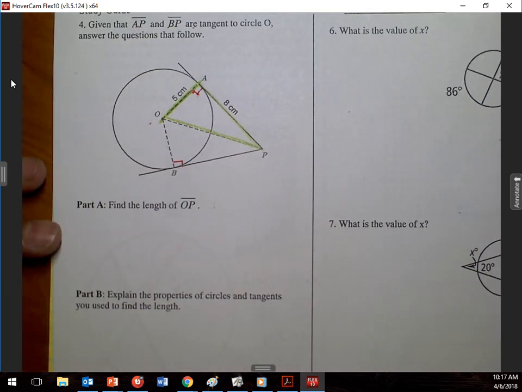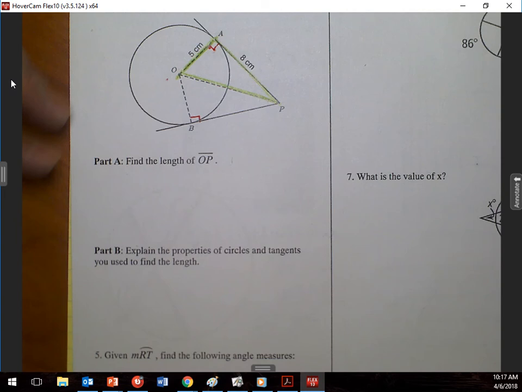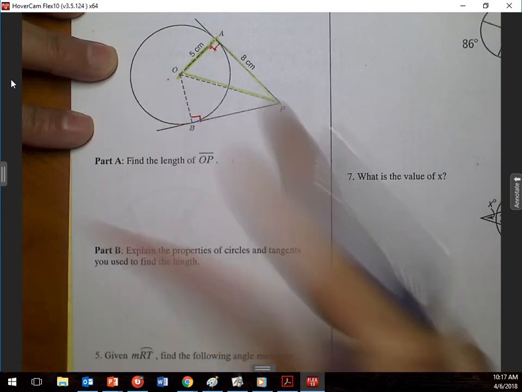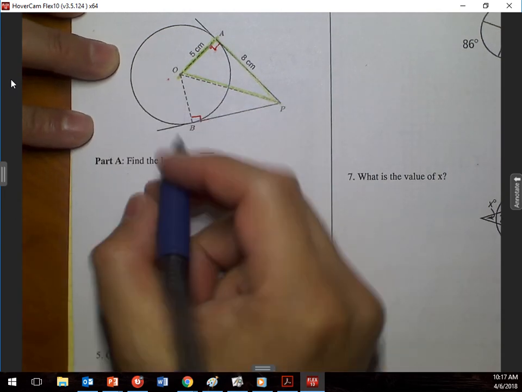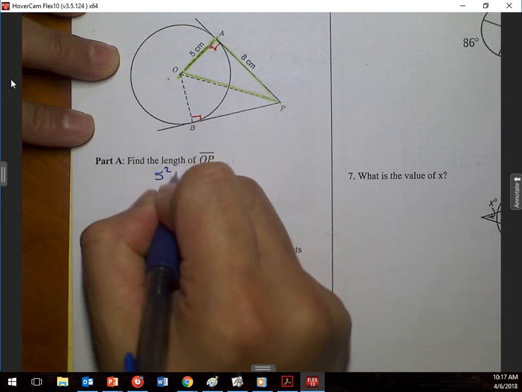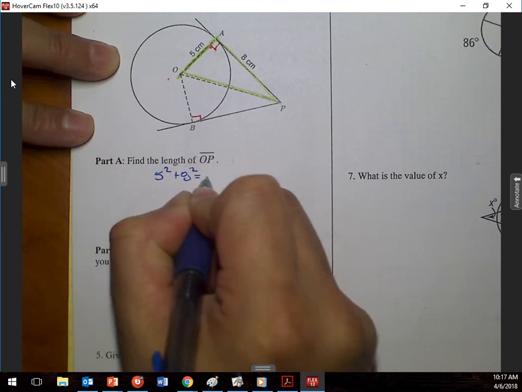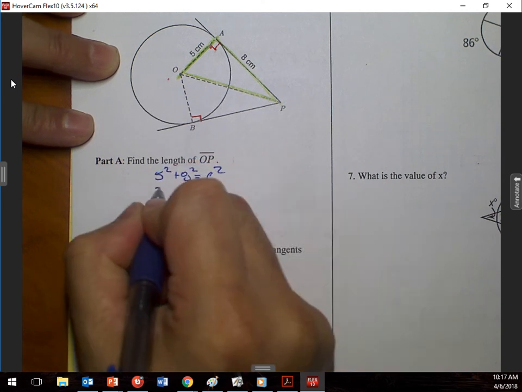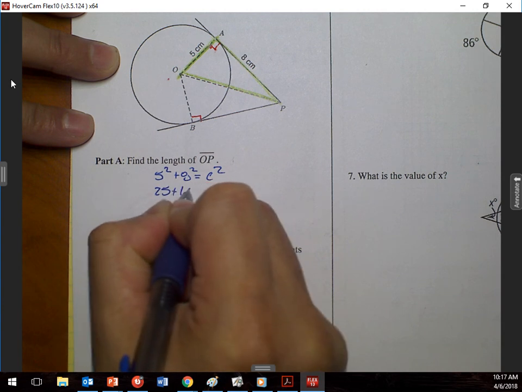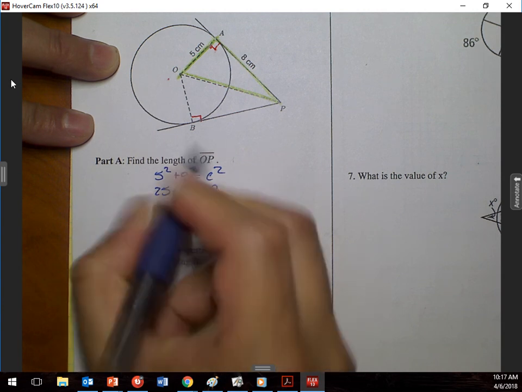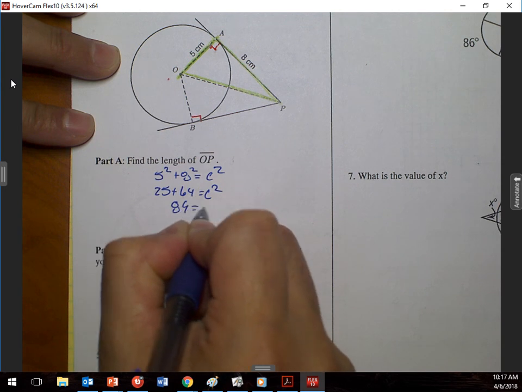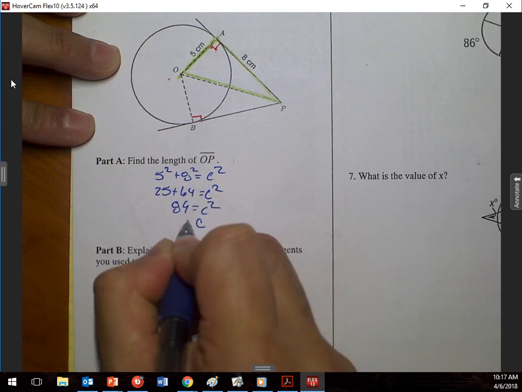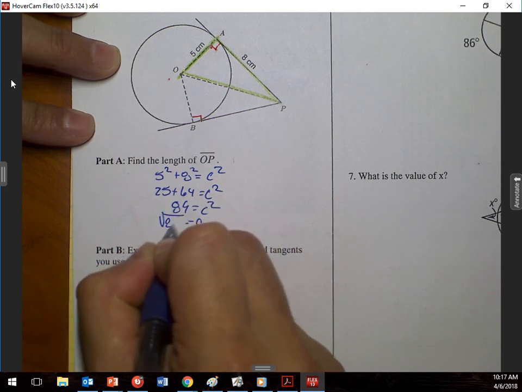Very good, Pythagorean Theorem, so let's do that. So OP is going to be the C value in my Pythagorean Theorem, right? So I'm going to have 5 squared plus 8 squared equals C squared. 25 plus 64 equals C squared. What's that, 89? Yeah. So C is equal to the square root of 89.